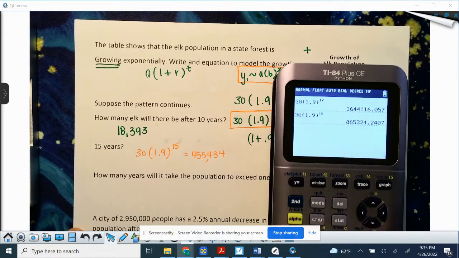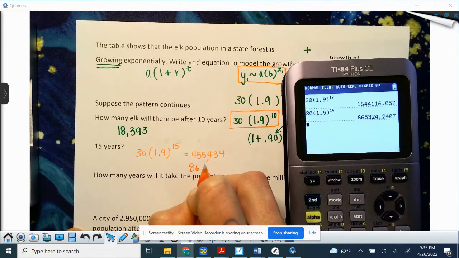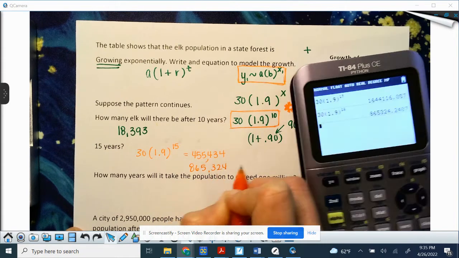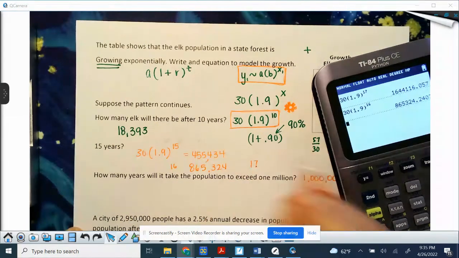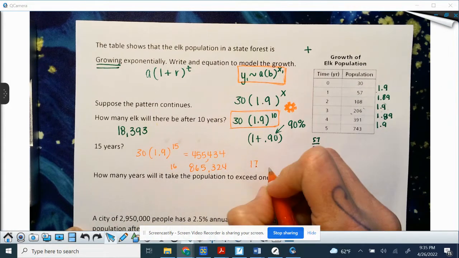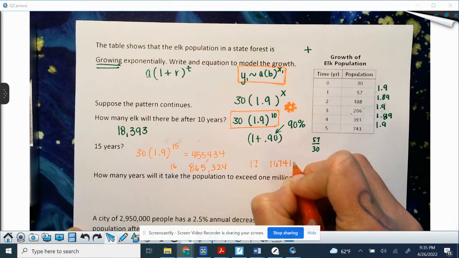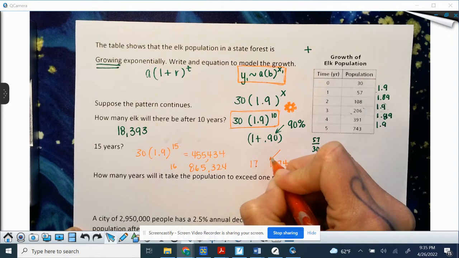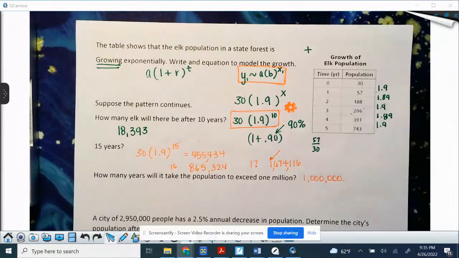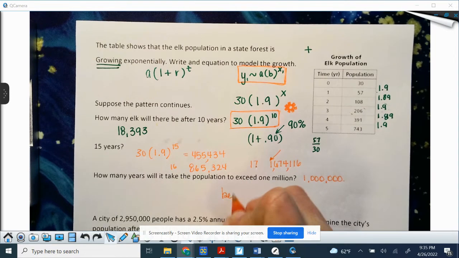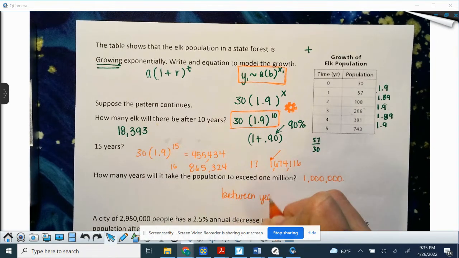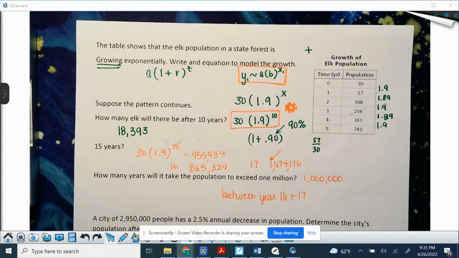So in 16 years, it was 865,324 and some change. So that's at 16. And then at 17, we broke into that million, 1,644,116. And so that's where we get into that million spot. So it's really between year 16 and 17, depending on when it made its change. At 17, it will be above 1 million. Most accurately, you would say between 16 and 17.